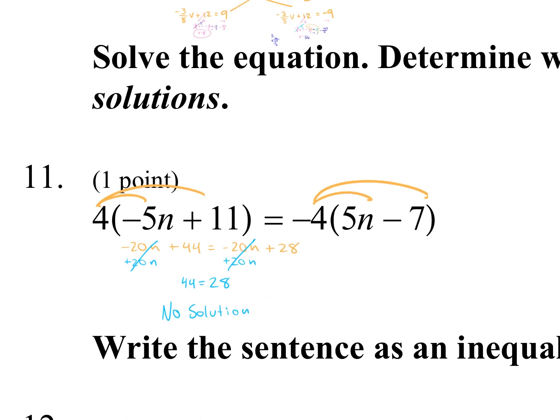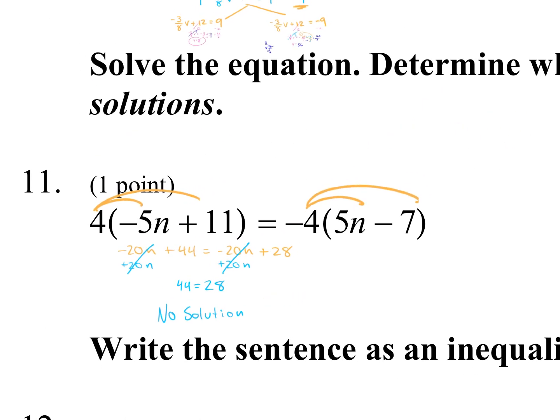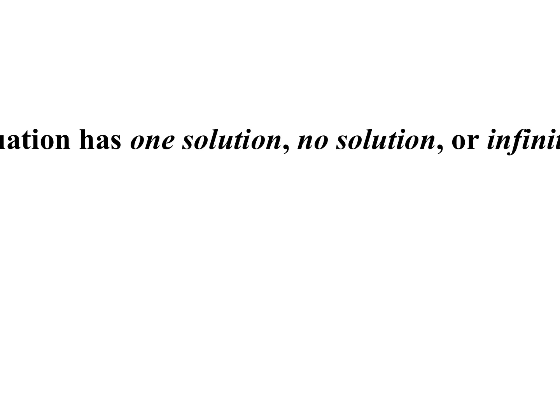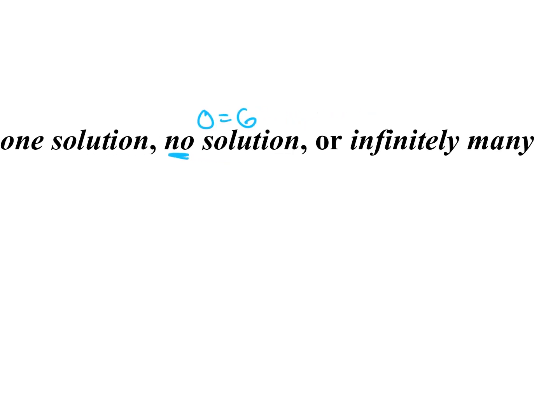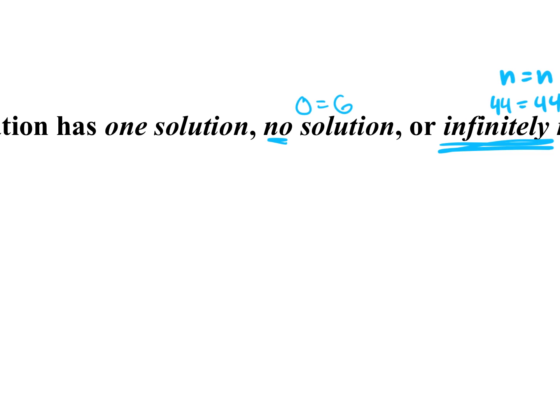So if you get something that's not true, your answer would be no solution. So if you get like 0 is equal to 6, something that's not true, it's no solution. It's infinitely many solutions if you get like n is equal to n, or let's say we ended up with 44 is equal to 44, something that is true, this would be infinitely many. And it would be one solution if you get like n is equal to a number. So like n is equal to 4, that would be one solution.